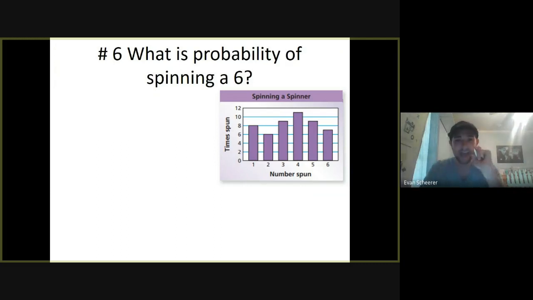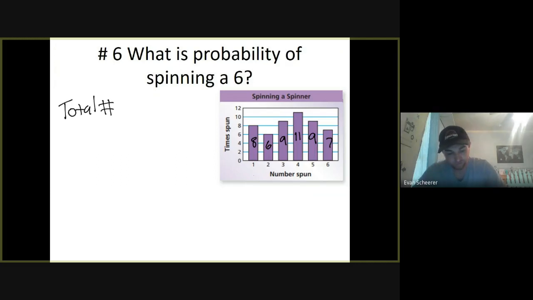So let's look at this. How many times did you spin a 1? It says number spun 1. And how many times did you spin it? 8. I'm going to put in 8. How many times was 2 spun? 6. How many times was 3 spun? 9. How many times was 4 spun? 11. How many times was 5 spun? 9. And how many times was the number 6 spun? 7.